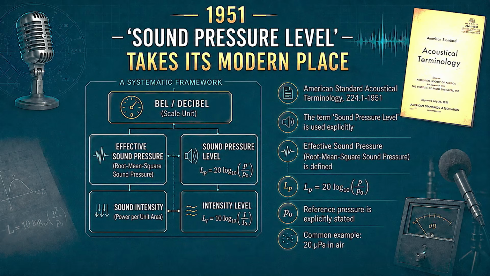Sound pressure level was defined in essentially the form we use today: Lp equals 20 times the base 10 logarithm of p divided by p naught. And importantly, the reference pressure was to be explicitly stated. A commonly used value for measurements in air was 20 micropascals. The same standard also organized the surrounding acoustical terminology, including the bel, the decibel, effective sound pressure, sound intensity, and intensity level.